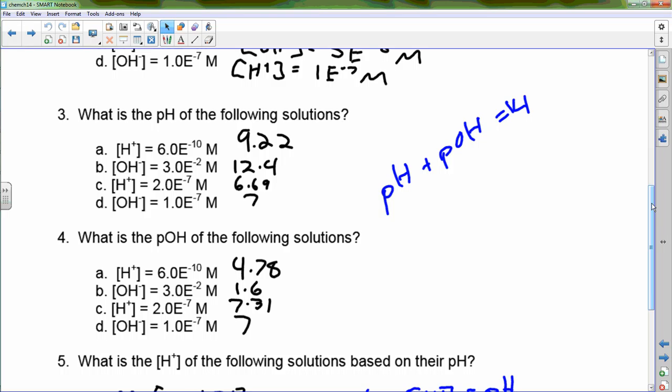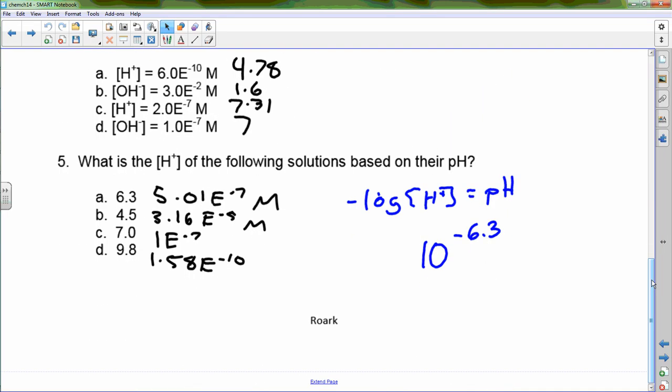Okay, and then for number 5 right here, in this case, we want to find the concentration of H plus ions based on the pH. And so we have to do the opposite of the negative log, and that's by doing the shift log, as you guys say, but taking 10 to the power of the negative pH. So 10 to the negative 6.3 gives us this concentration, 10 to the negative 4.5, and so on and so forth. And these are concentrations.